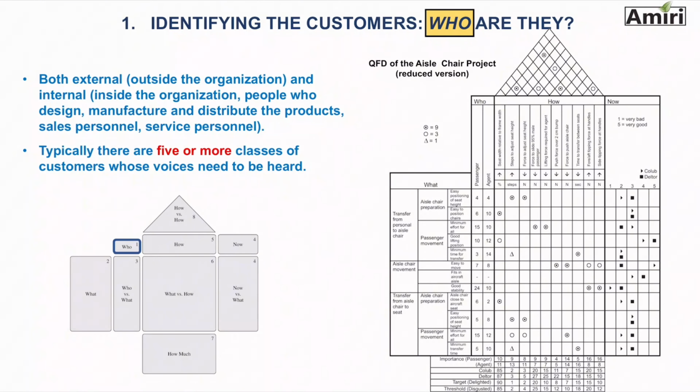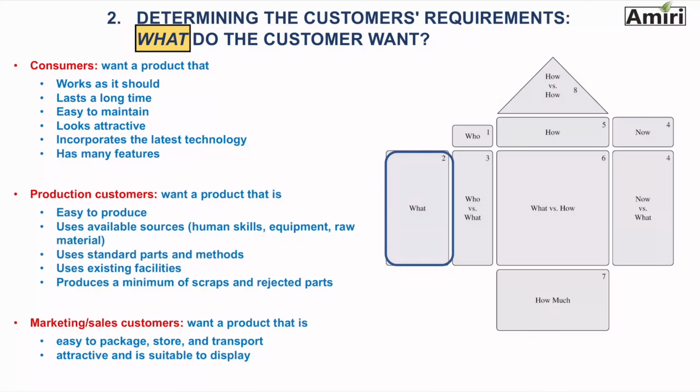For this lecture and this example, for the aisle chair, the main customers that we consider are only the passenger being transported and the agent who helps or pushes the passenger around. So that's the who section of this video.